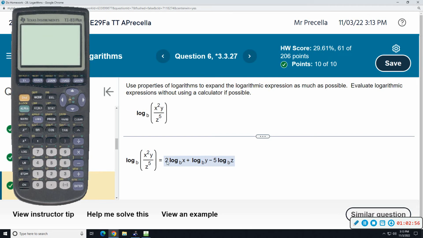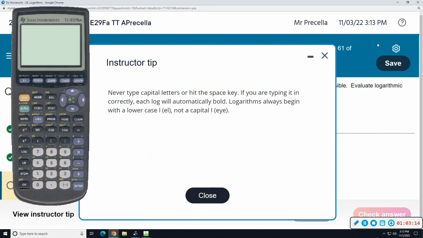The common mistake when going backwards is that people want to put a plus right between the x squared and the y. No, no, no. You don't separate logarithms at addition or subtraction. Okay? But we'll get to that in a moment. We still have more of these.